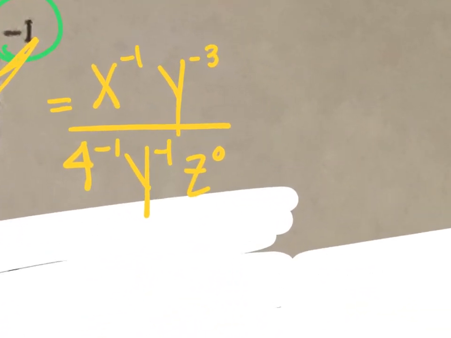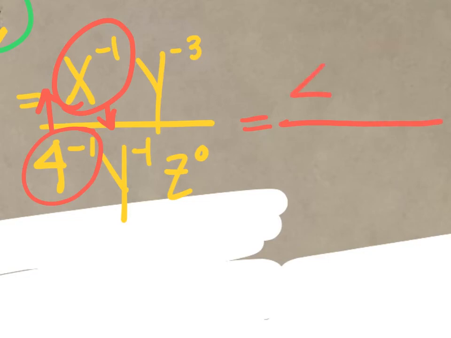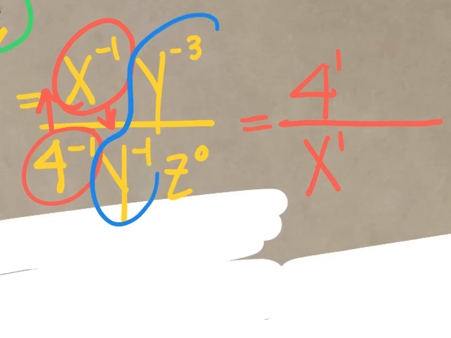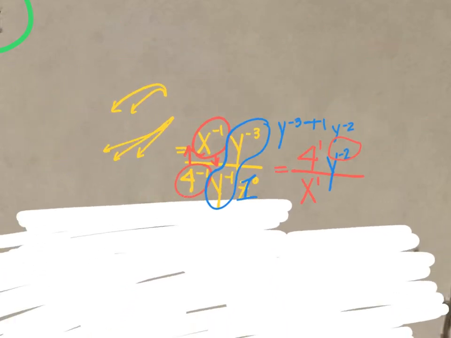Okay. So now we're here. Let's look at this for a second, right? So I have 4 to the negative 1. This is going to move up. This is going to move down. So 4 to the first, x to the first. Here we can simplify. So you have y to the negative second.